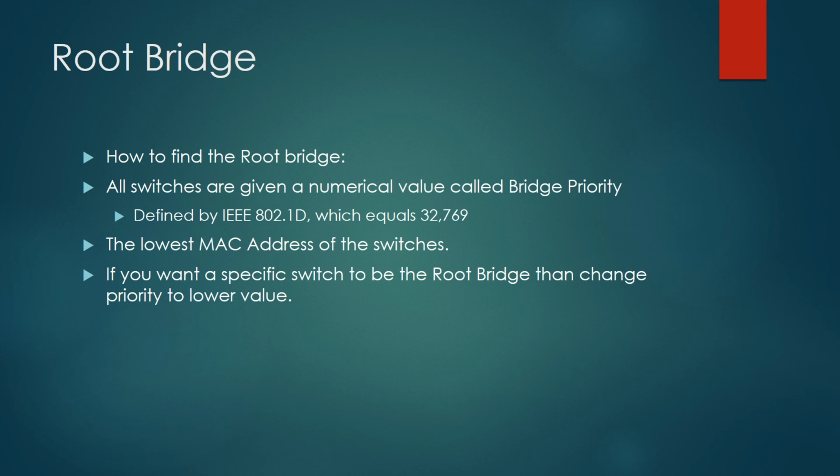A root bridge is basically the main switch. How to find one is by looking at the numerical value called a bridge priority. A bridge priority is defined by the IEEE 802.1D standard, which is equal to 32,769. Most switches will have this default, and if that is the case, then you'd find your root bridge by going to the lowest MAC address of the switches. If you want a specific switch to be the root bridge, then you'd have to change the numeric value, the bridge priority, to a lower number, so it prioritizes that over the other switches.